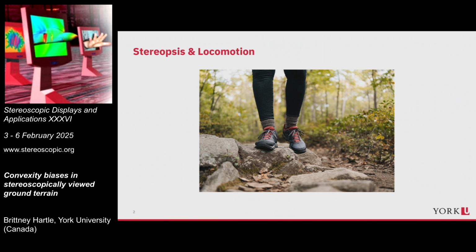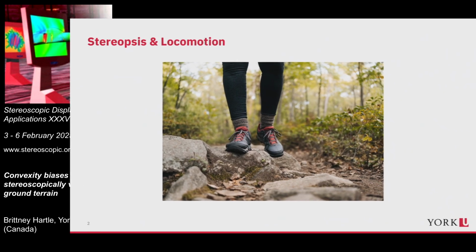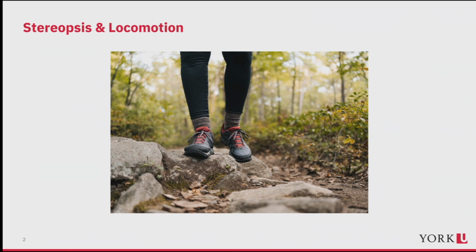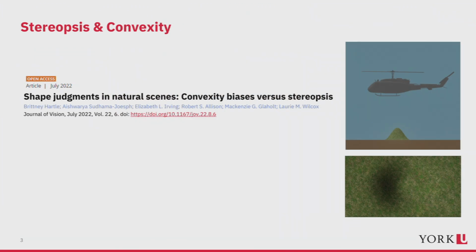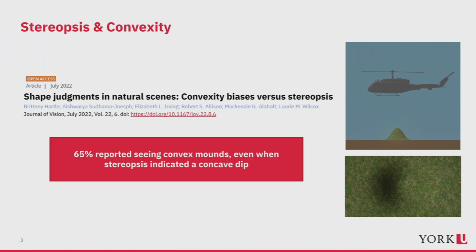Okay, and yeah, so stereo plays a significant role in discriminating complex ground features. So we previously did a study that assessed the role of stereo in a very specific low hover safe landing scenario. So we had observers judge whether a terrain feature that I've shown there in the bottom right was a mound or a dip. And we had this surprising result where about 65% of observers reported seeing convex mounds, even when stereo indicated a concave dip.